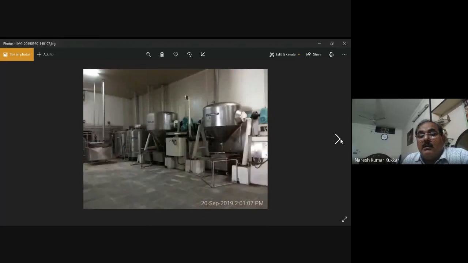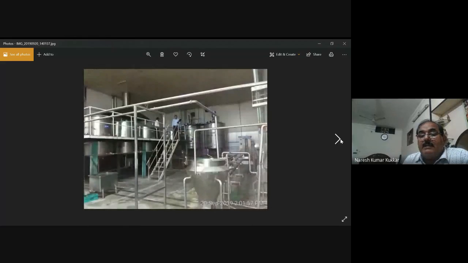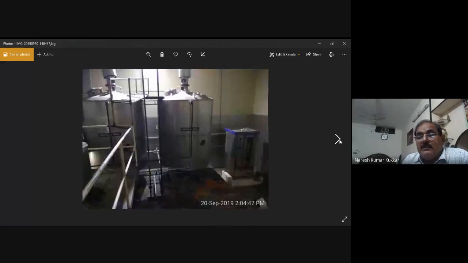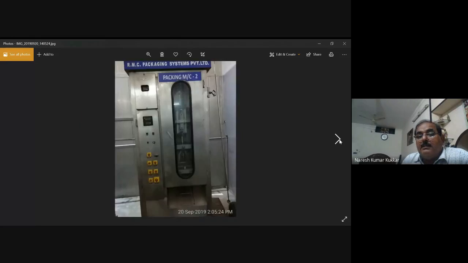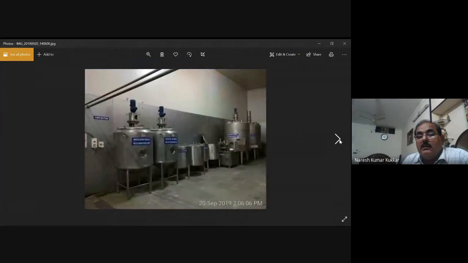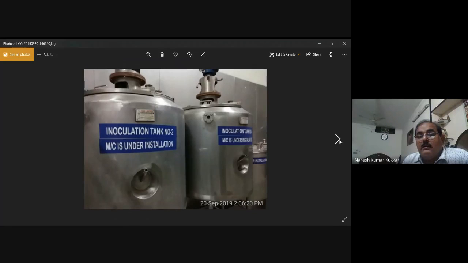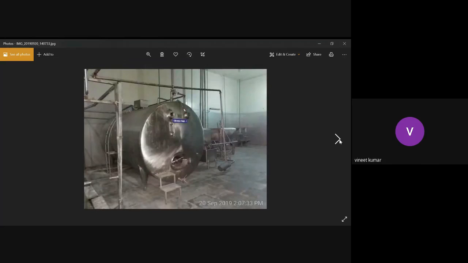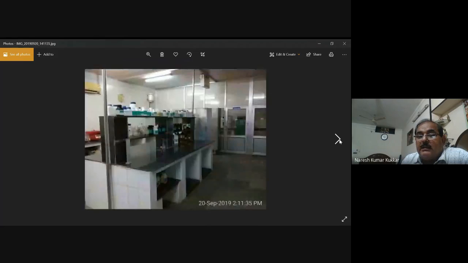Then different plants. A ghee plant. Then a settling tank. Ghee filtering plant. Ghee filtering tank. This is a dairy plant. This is a packing machine for dairy. All tanks are of steel make.